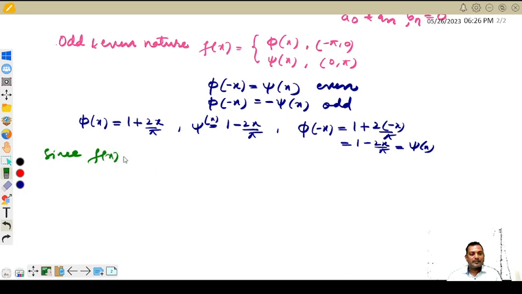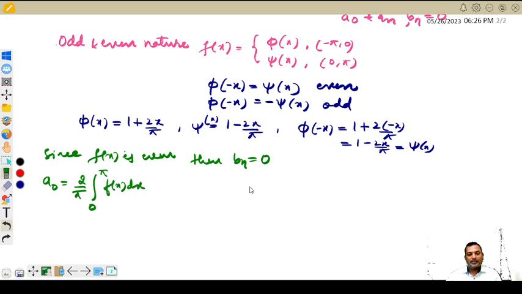Since f of x is an even function, then b n equal to 0, and a naught is equal to 2 by pi integral runs from 0 to pi f of x into dx, and a n value is 2 by pi integral runs from 0 to pi f of x into cos nx into dx.